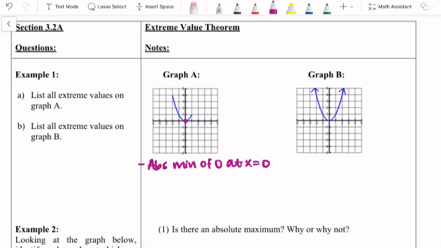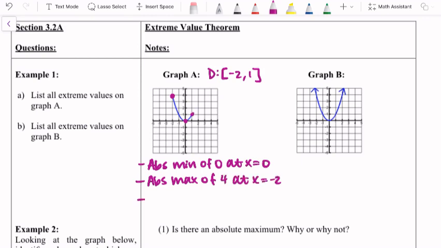Now, I guess I should have defined this before, but we have a closed domain on graph A. It's some sort of parabola, probably x squared, but it's not the full graph. We're given just a finite portion of it. So it looks like our domain is -2 to 1. Because I have some endpoints, I'm going to go ahead and include those as well. Looking at our endpoint of -2, that's going to be a maximum, and it's the highest point on the graph. No other point on this graph is going to be higher than it. So I'm going to say that we have an absolute max of 4, and that occurs at x equals -2.